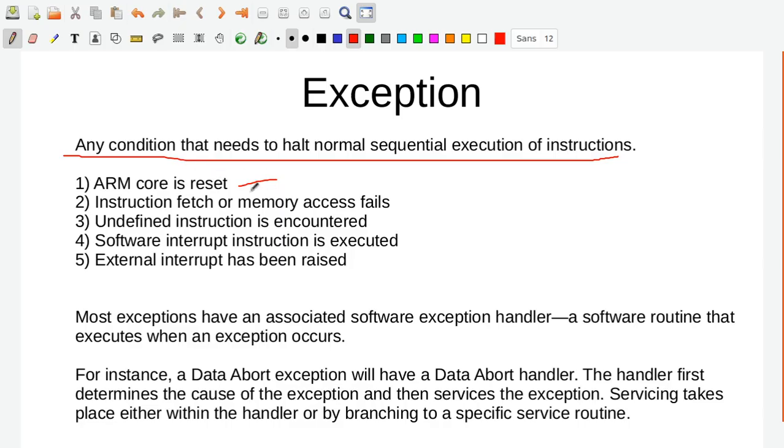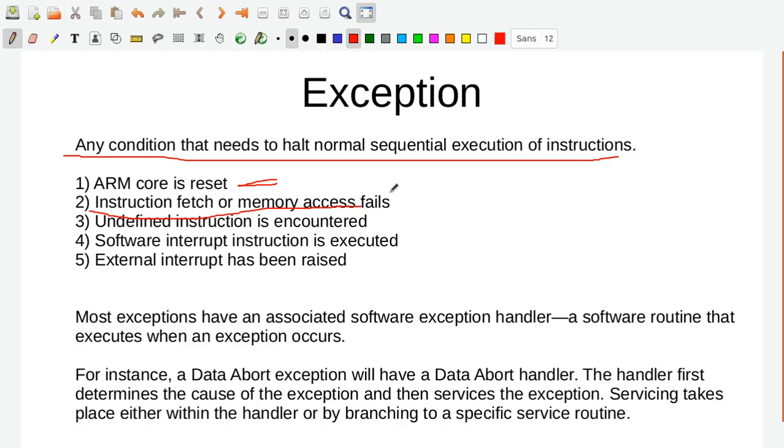What are those conditions? One, the ARM core could be reset, or an instruction fetch or memory access fails. The instructions are stored in memory, so you have to go and access them. The instruction fetch from memory, or the data fetch, could result in a failure. At that time you have to handle this kind of exception.